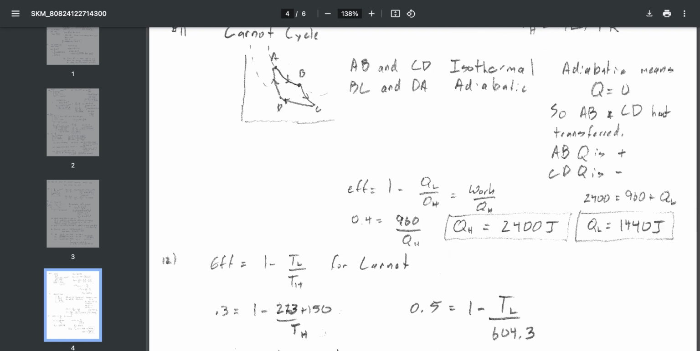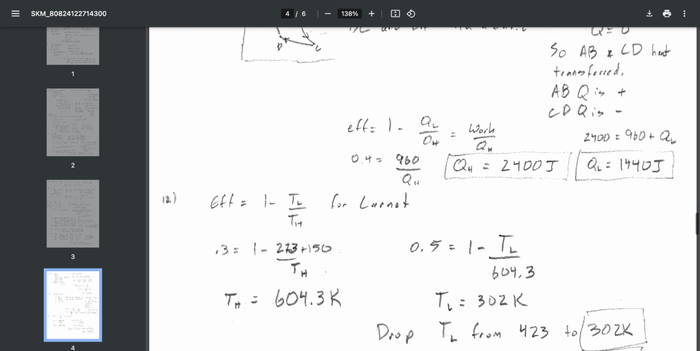For 12, we got our heat engine. It can be modeled as a Carnot cycle, with efficiency 0.3. The engine rejects waste thermal energy into a cold reservoir of temperature 150 degrees Celsius. The engineer wants to improve the efficiency of the engine to 0.5 without changing the temperature of the hot reservoir. Suggest how this can be achieved.